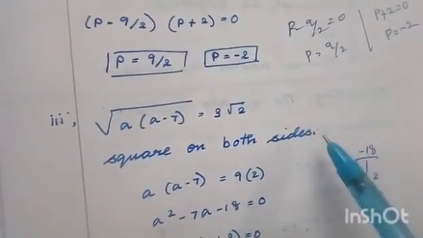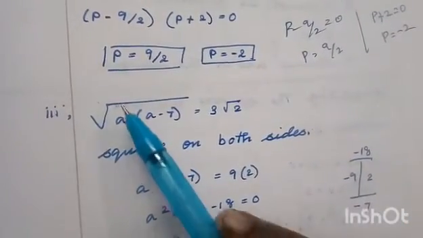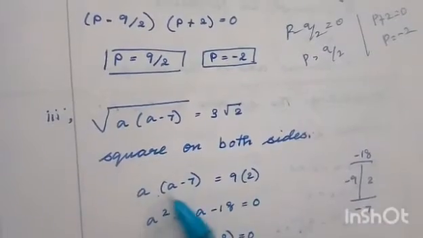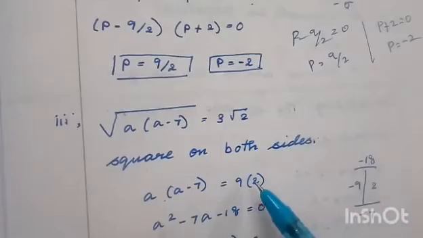So square on both sides. How do you remove the square root? Square on both sides. Square and square root get cancelled. So we get a into a minus 7, 3 squared is 9, root 2 squared is 2.